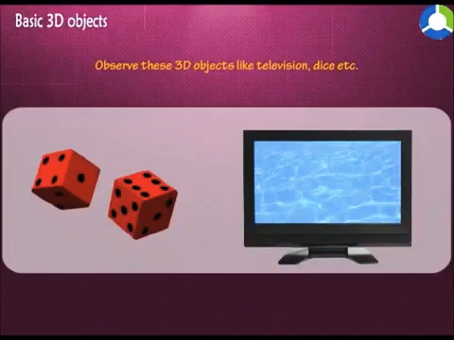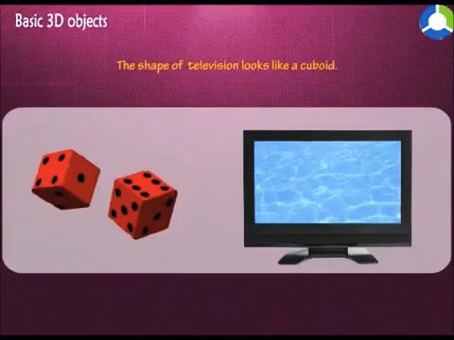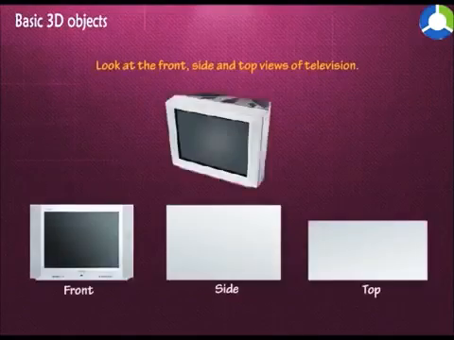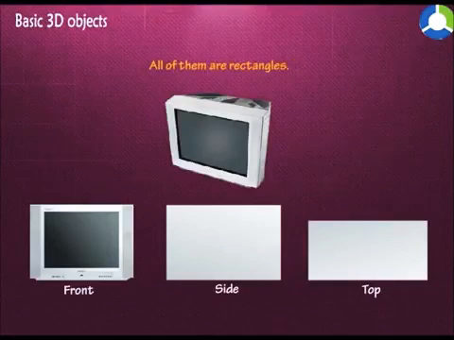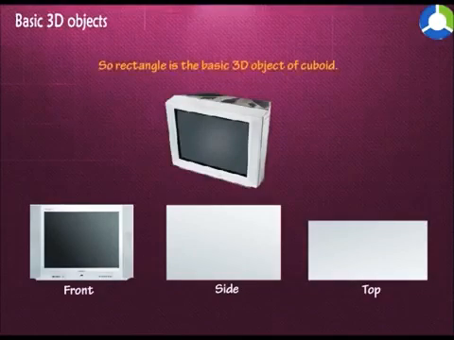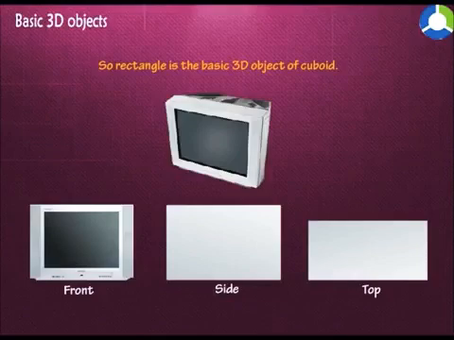Basic 3D objects. Observe these 3D objects like television, dice, etc. The shape of television looks like a cuboid. Look at the front, side and top views of television. Do you find any similarity? All of them are rectangles. So, rectangle is the basic 3D object of cuboid.